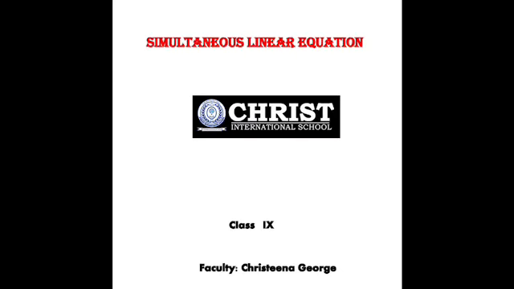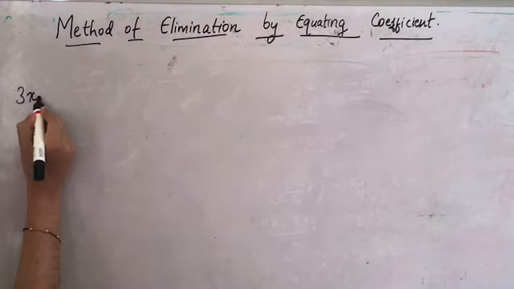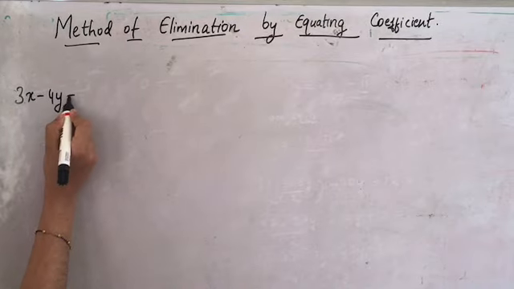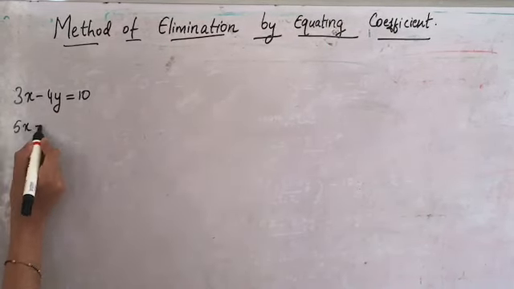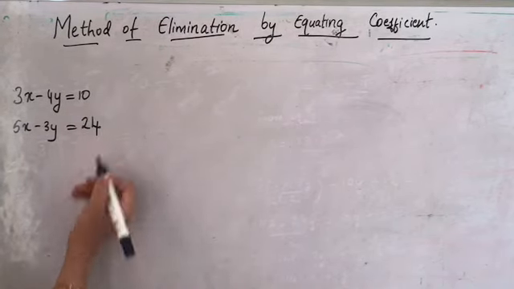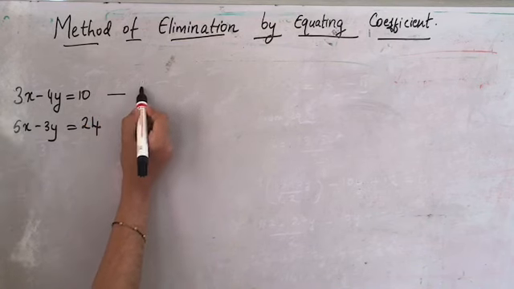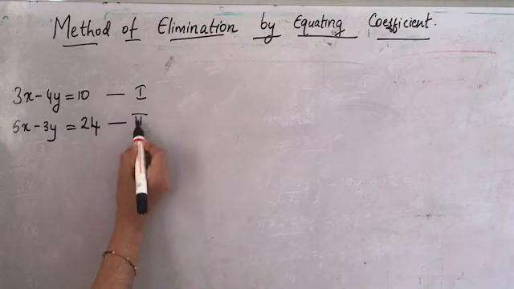Hi students, let us go through the next method: method of elimination by equating the coefficient. I will be explaining it through an example. Consider two equations, 3x minus 4y is equal to 10 and 5x minus 3y is equal to 24.